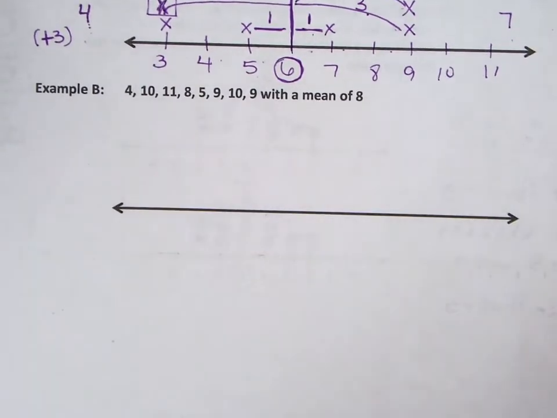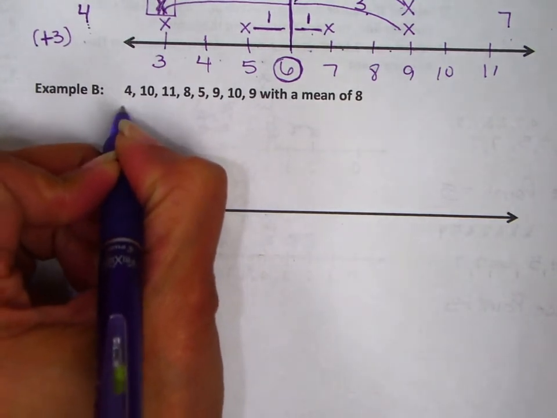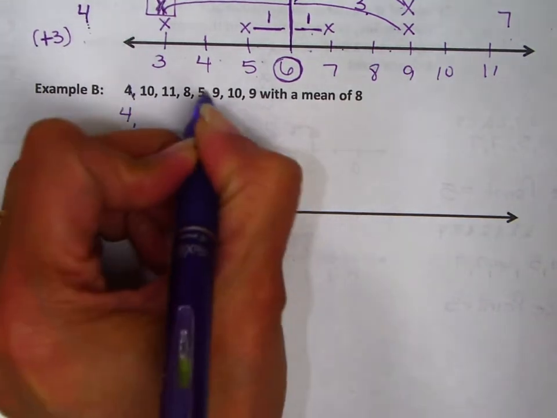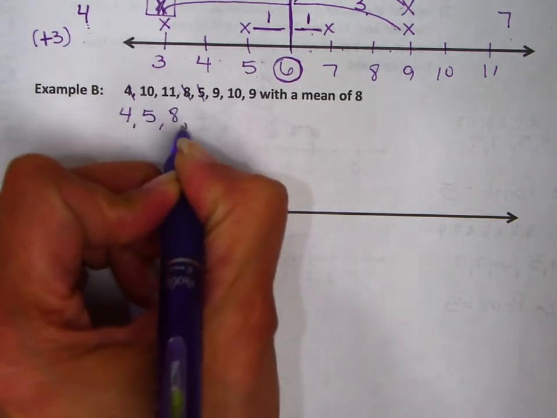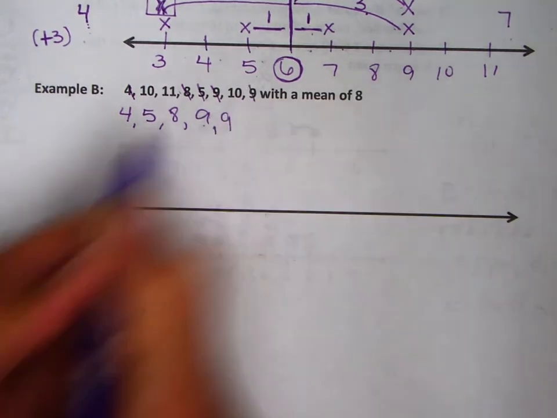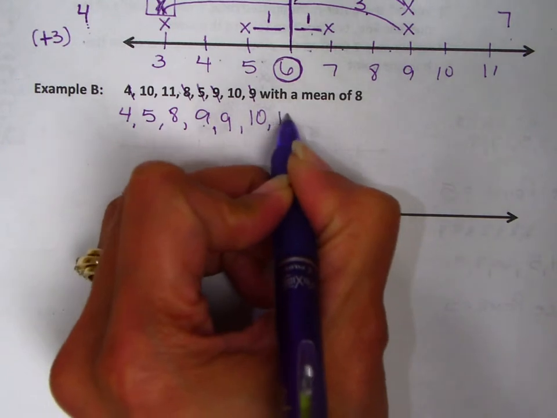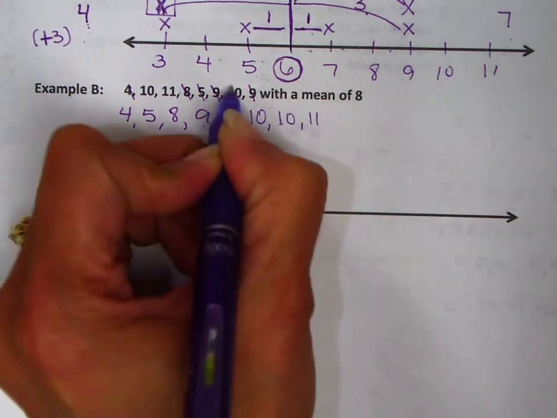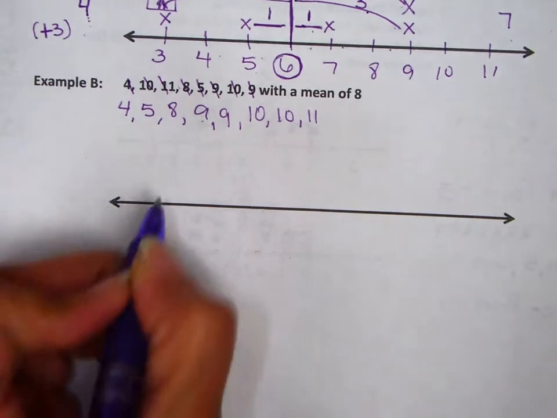Again, first thing you do, put everything in order. I have 4, 5, 8, 9, 9, couple of 10s, and an 11. Yep, I got them all. Now we make the number line for it.